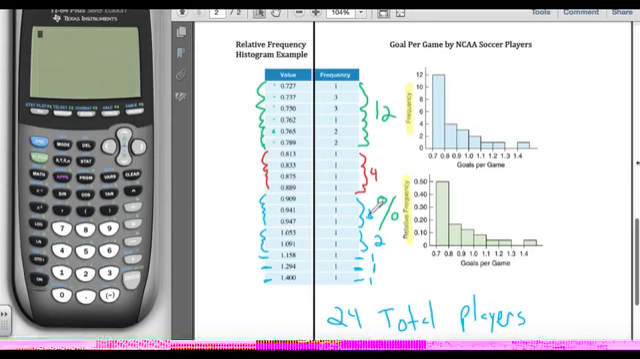If you take 3 divided by 24, that's going to give you 0.125 or about 12.5%, and that's what the third bar goes to. And that's what we did for the rest of these bars. Took the 2 divided by 24 to get the height of this one, and then 1 divided by 24 to get the heights of these 3. And again, there's this gap because there was no 1.3 value over here.